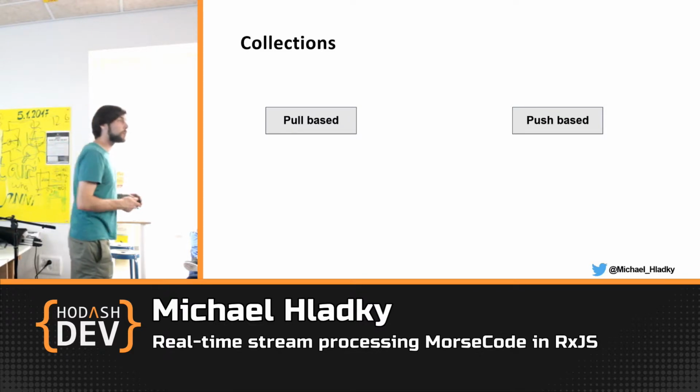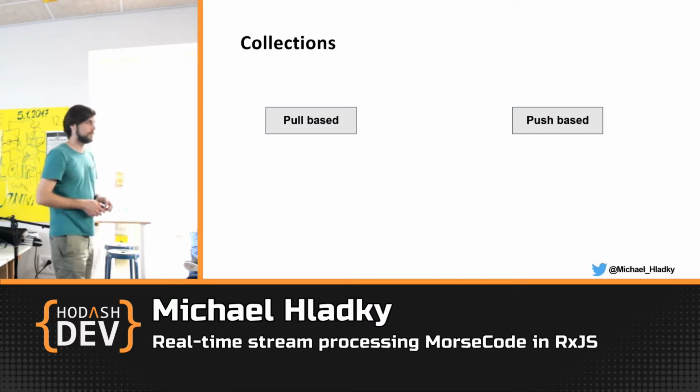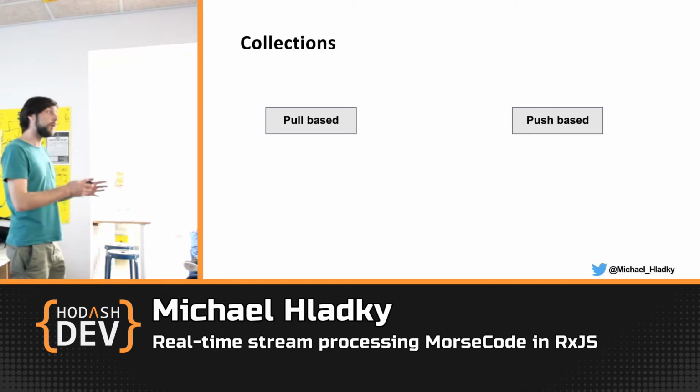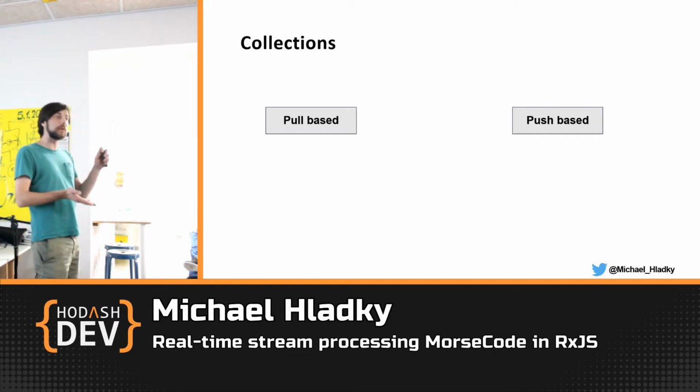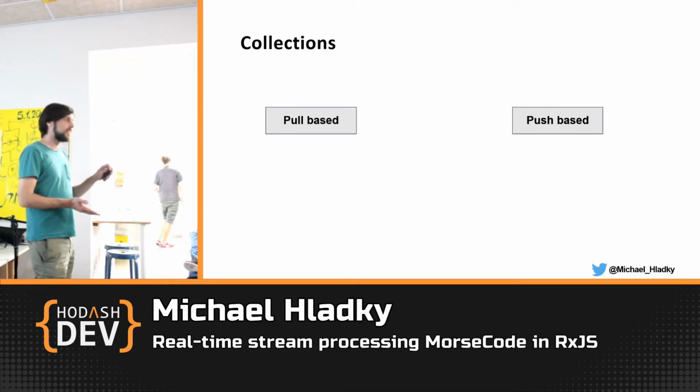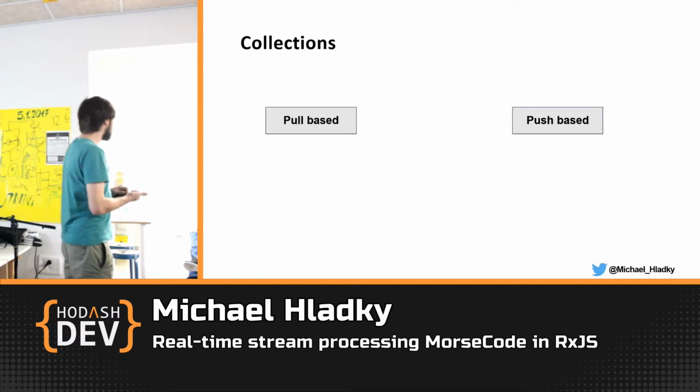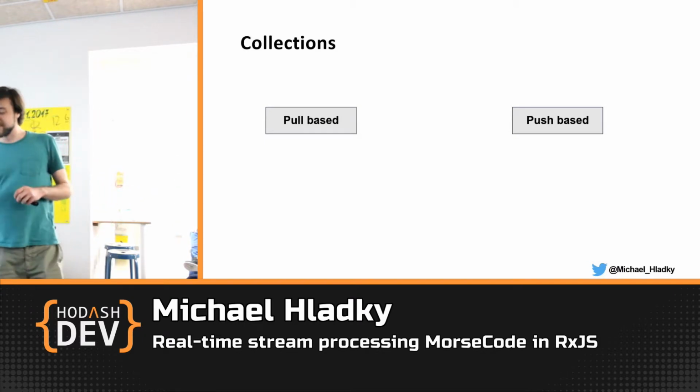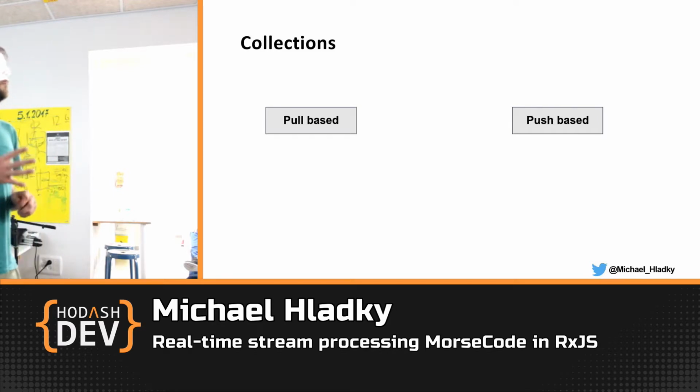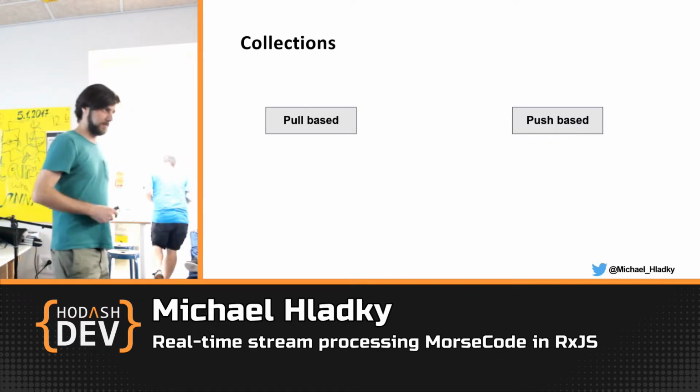So what do we know about push-based collections? Compared to pull-based collections, they are not in memory yet. We don't know when the next item will arrive, and more interestingly, we don't know how many items will arrive. Like the future. It's the future.